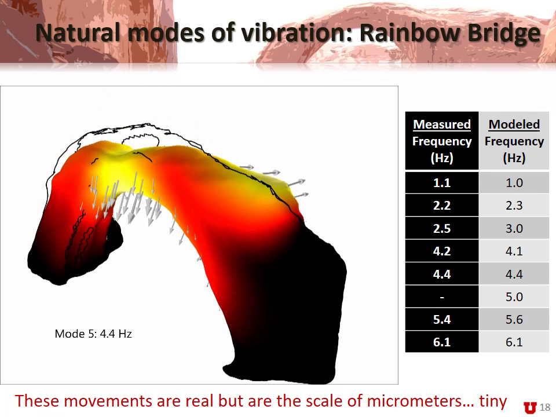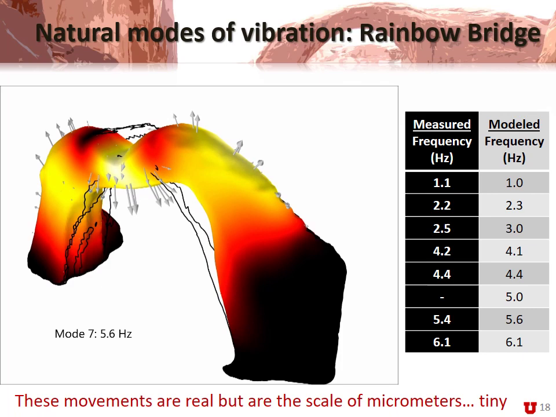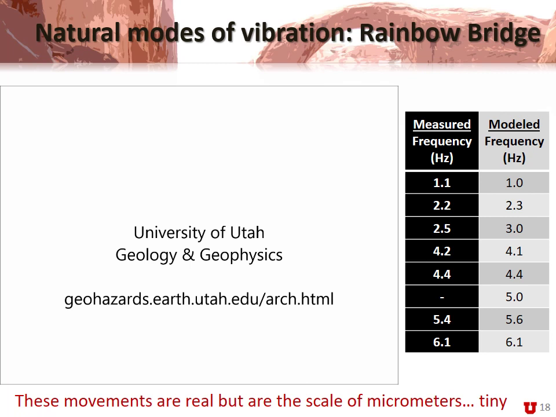Mode 6 is torsion, you can see, torsional mode. Mode 7, getting more and more complex. As you go higher and higher, they get more complex. And so, of course, if you look on the right-hand side, you see our measured frequencies, and then here's our modeled frequencies, and you can look through here and see that we've done pretty good.